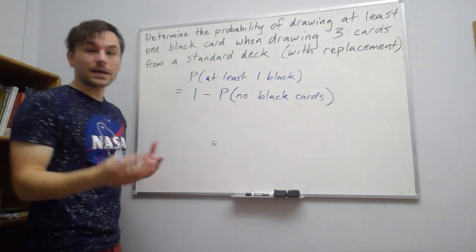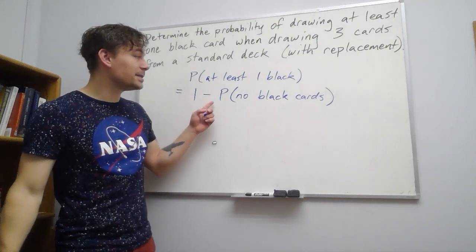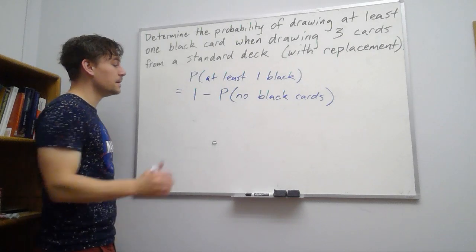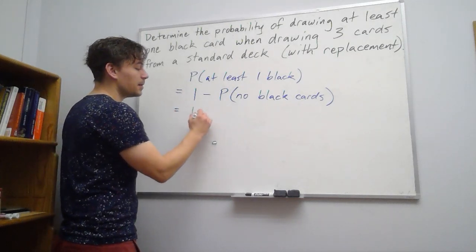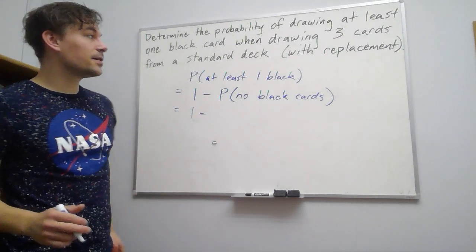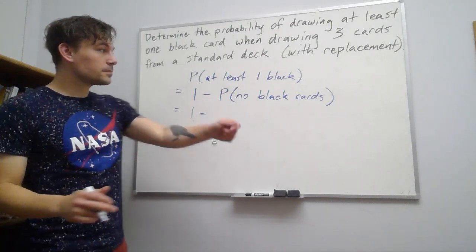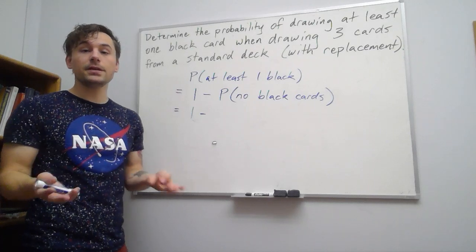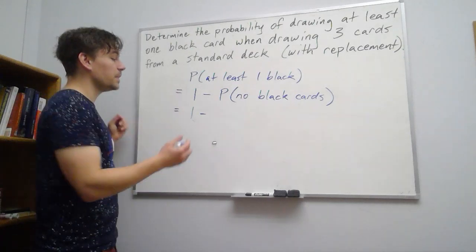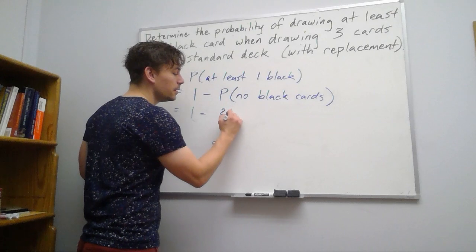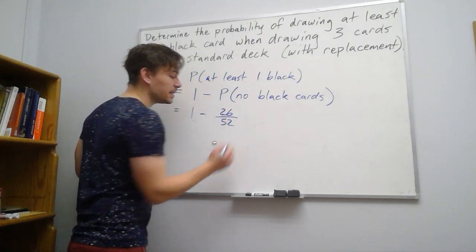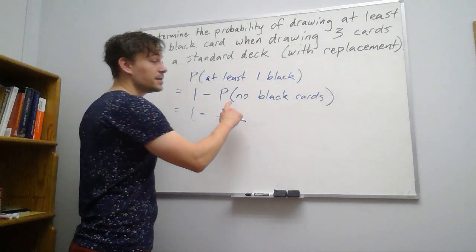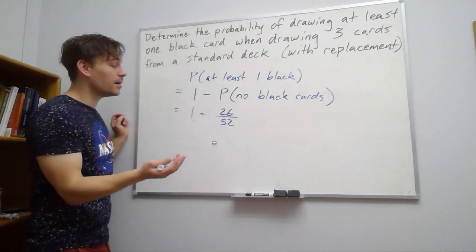Since we only have black and red cards, you could say 1 minus the probability of all red cards. That's another way to say that. So let's think about the probability of getting no black cards. Well, if we do this one time, again, we only have black and red cards and they're equally likely. So if we do this only one time, there's a 26 in 52 chance from a standard deck of getting something that is not black, so a red card.